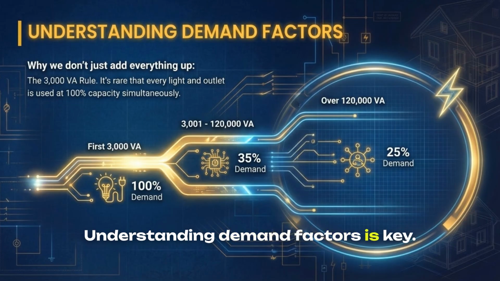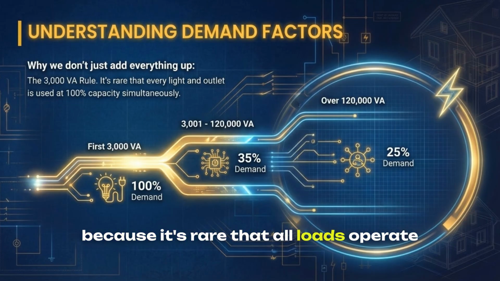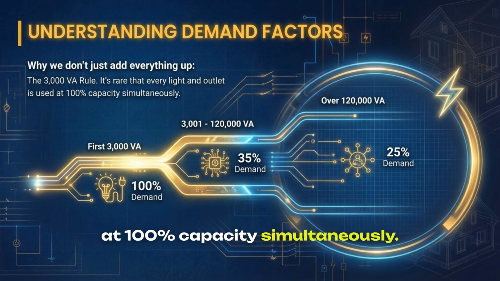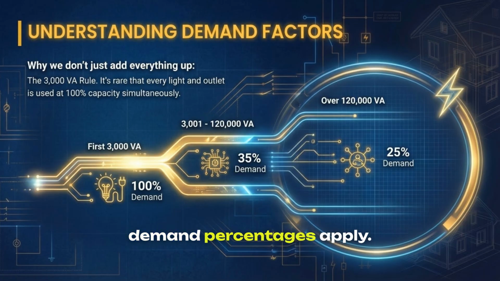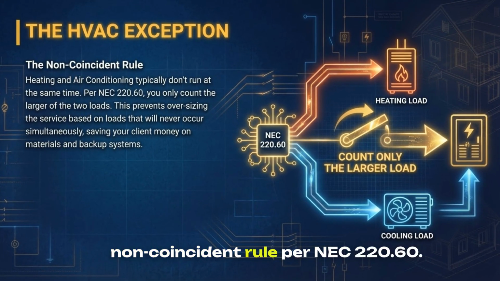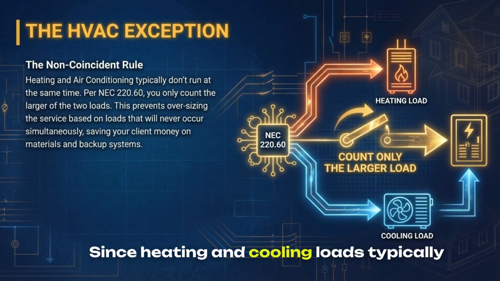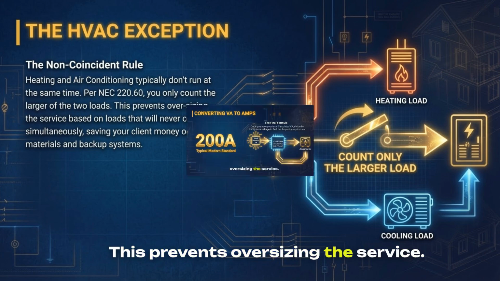Understanding demand factors is key. We don't simply add everything up, because it's rare that all loads operate at 100% capacity simultaneously. This is where the 3000 VA rule and tiered demand percentages apply. The HVAC exception uses the non-coincident rule, per NEC 220.60. Since heating and cooling loads typically don't run at the same time, you only count the larger of the two loads. This prevents oversizing the service.